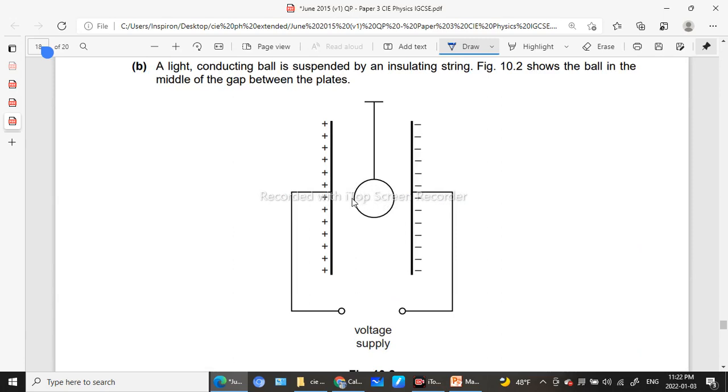The induced charge on the face opposite to the positive plate is negative, and the face opposite to the negative plate is positive. Of course, here this face is mostly negative, and here is mostly positive.